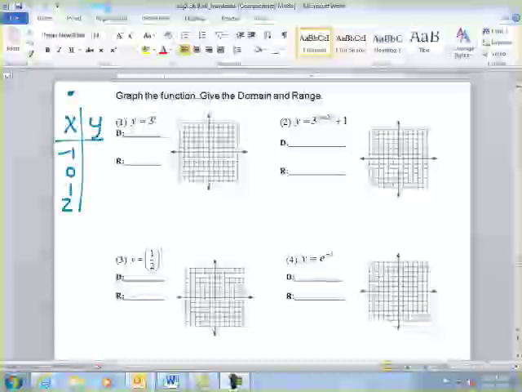I like -1, 0, 1, and 2 because they're easy to plug in. 3 to the -1 is what? 1/3. And -1 power gives us our reciprocal. 3 to the 0 is 1. Anything to the 0 power is 1. 3 to the first is 3. 3 squared is 9. I'm going to plot those points.